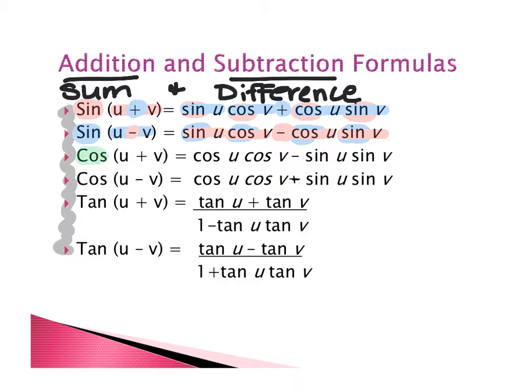The pattern for cosine is cosine, cosine, sine, sine. So this time the functions are together. And if it's addition, the cosine sum or difference is the opposite. So if it's addition, then it would be subtraction. For the cosine difference, it would be addition. But same pattern: cosine, cosine, sine, sine.